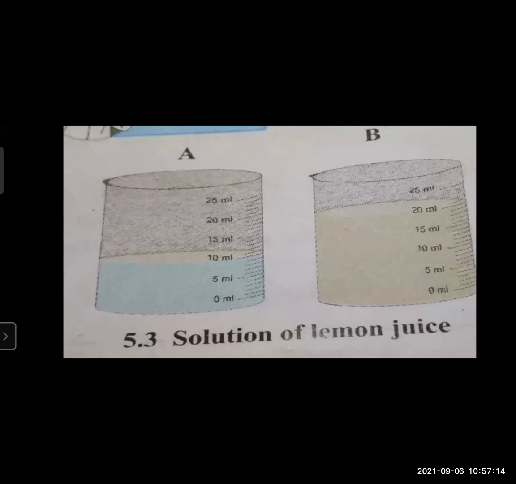So who is the solute? We have to remember solute and solvent. The solute in this experiment is the lemon juice. The solvent is water. So the proportion of solute in a solution is called the concentration of the solute in the solution. Concentration is the amount in that particular solution.